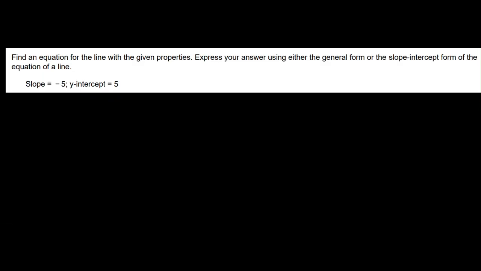We are looking for the equation of the line in the slope-intercept form or general form with slope -5 and y-intercept 5. Recall that the slope-intercept form of a linear equation was y equals mx plus b, where m is the slope and b is the y-intercept. As you see here, I have a slope of -5 and a y-intercept of +5. So y equals -5x plus 5 is the slope-intercept form of the line. So this is slope-intercept.